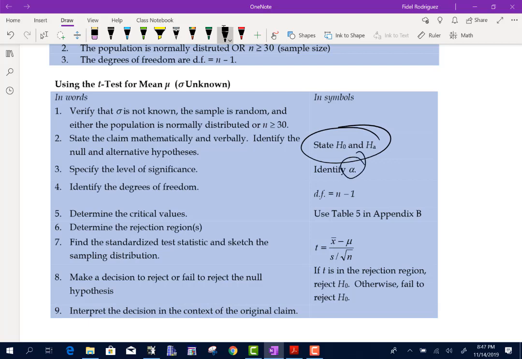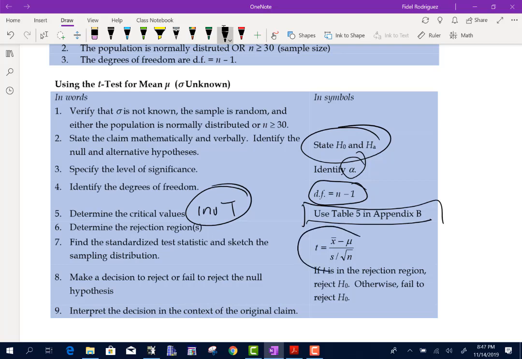Let's find our alpha. Let's find our degrees of freedom. Remember, it's always going to be n minus 1. Guys, the critical values, which is what we just found, we can either use the table, or what's the function we use on our calculator? Inverse t, right? Determine the rejection regions, find a standardized test statistic and sketch the sampling distribution, and then make a decision whether to reject or fail to reject the null hypothesis.